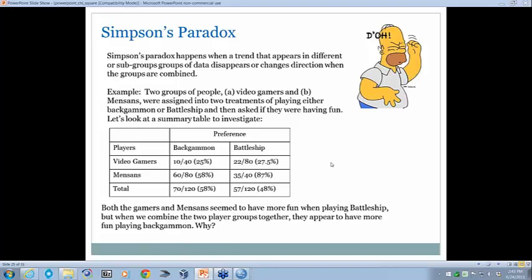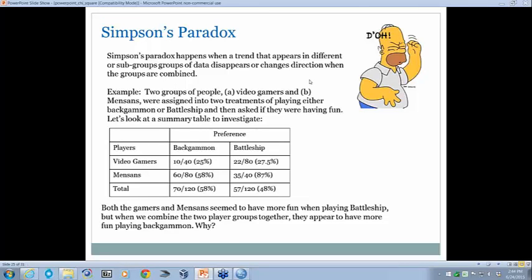Simpson's Paradox happens whenever you have a trend that appears in different subgroups, but it disappears or changes direction. It'll go the exact opposite way when you put everything together. I've had it happen a couple times. I had a study with doctors and nurses, and they had different directions. But whenever we put them together, all of a sudden everything totally changed directions. It's often because you're looking at two different subpopulations when you shouldn't. But let's look at an example really quick.